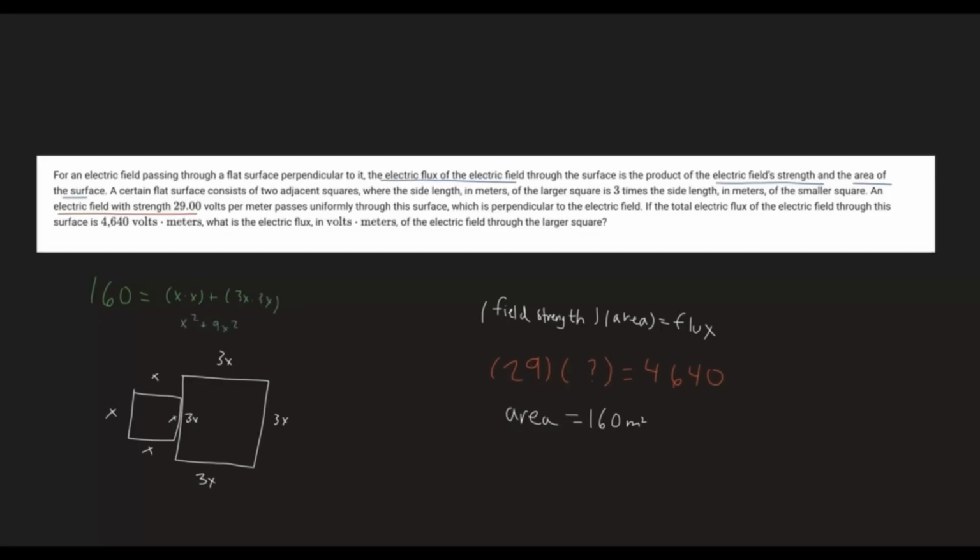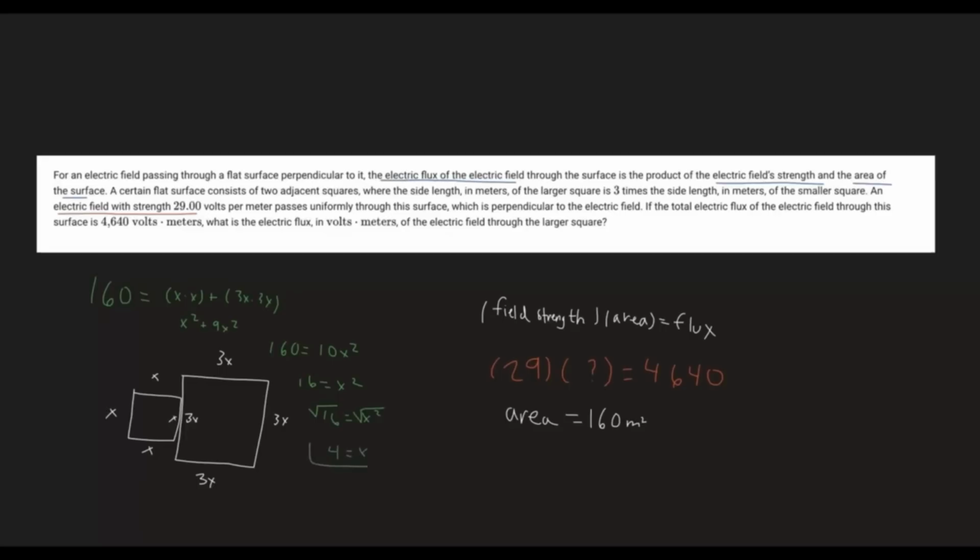So those are like terms, right? So x squared plus 9x squared is going to give us 10x squared. So now we have 10x squared equals 160, right? So we can divide both sides by 10. We get 16 equals x squared. And then we can just take the square root of 16 equals x squared. We're going to take the principal square root, so that's just going to be a positive 4 equals x.